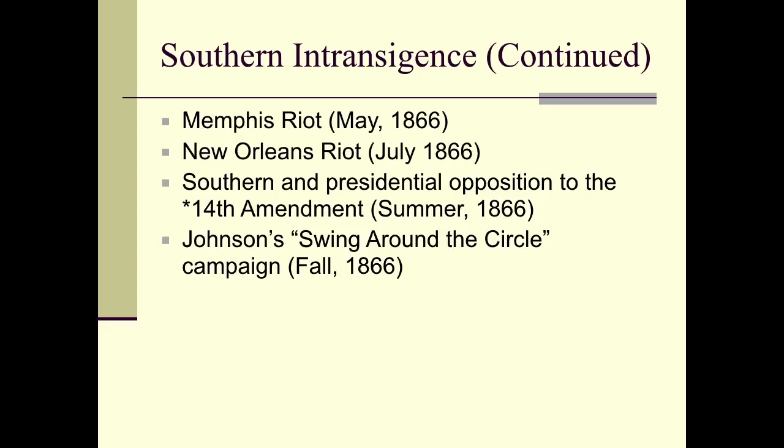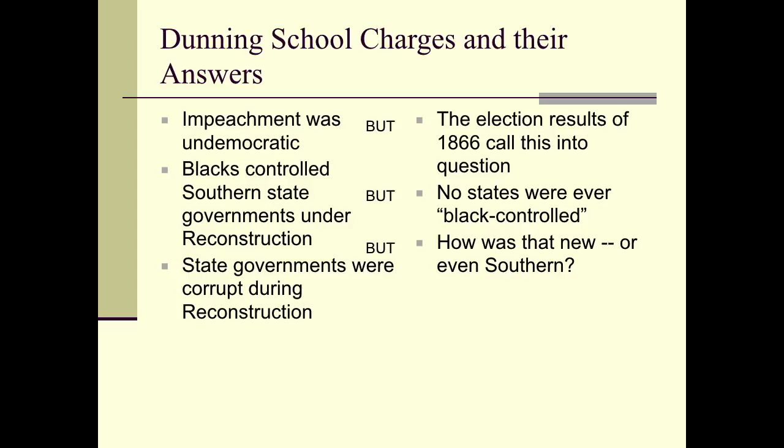So this slide looks at Johnson's failures, the president, his opposition to the 14th Amendment, and the South's opposition to change, which is replicated or reflected by these riots. This slide shows the charges and the answers to the charges of the Dunning School. On the left side, you see what the Dunning School, that is the tragic era interpretation, declared, and on the right side, you see why they were wrong.